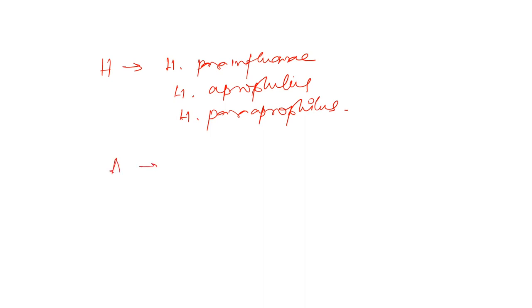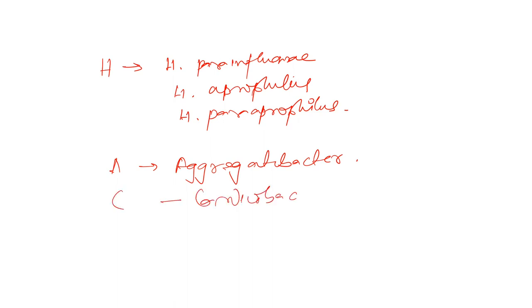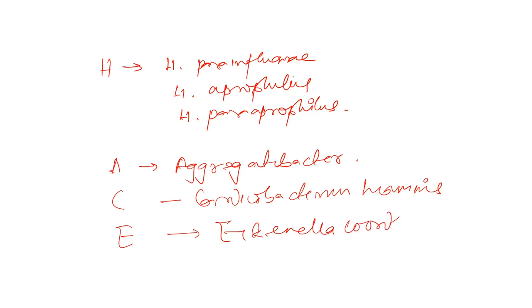Now A for Aggregatibacter. Okay, you have to remember. See, there is no other way than to remember these names. It's a little tough, I know, but there is no other way. Then C for Cardiobacterium hominis. E for Eikenella corrodens. And then K for Kingella kingae.